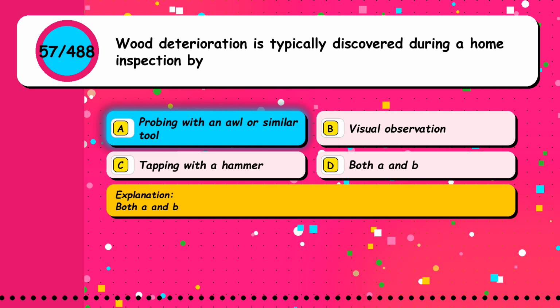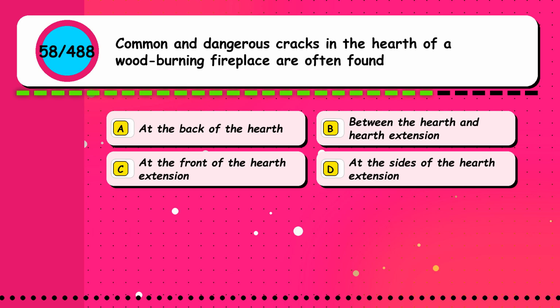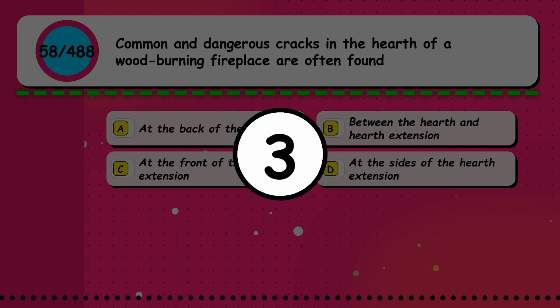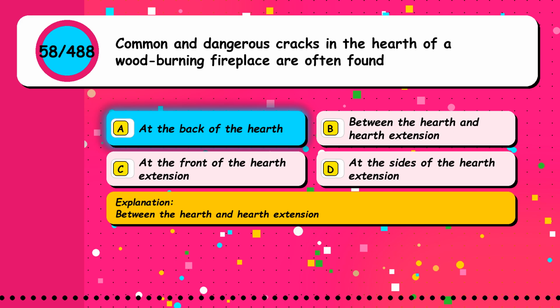Both A and B. Question 58. Common and dangerous cracks in the hearth of a wood-burning fireplace are often found: Option A, at the back of the hearth. Option B, between the hearth and hearth extension. Option C, at the front of the hearth extension. Option D, at the sides of the hearth extension. The correct answer is option A, at the back of the hearth. Between the hearth and hearth extension.